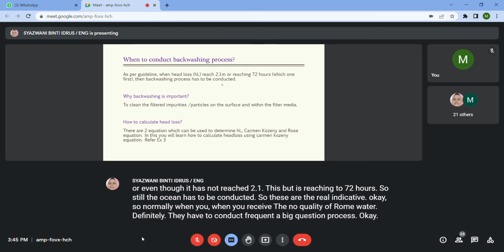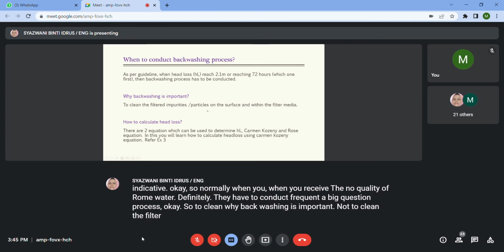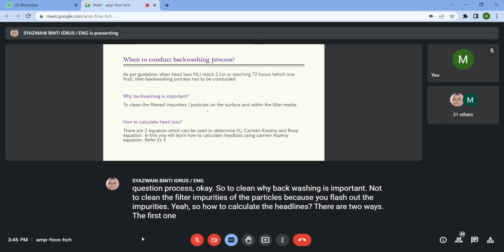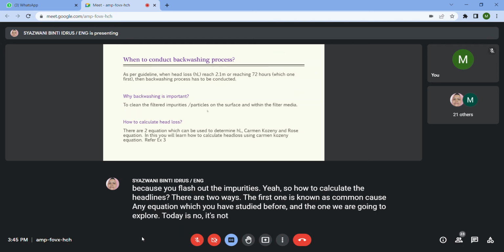Why is backwashing important? To clean the filtered impurities of the particles, because you flush out the impurities. So how to calculate the head loss? There are two ways. The first one is known as the Carman-Kozeny equation, which you have studied before, and the one that we are going to explore today is known as the Rose equation.